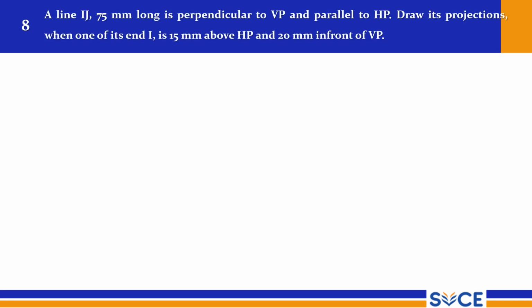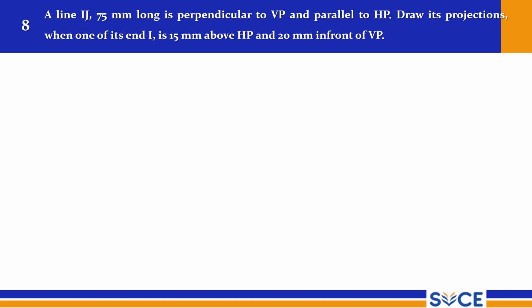The next problem is a line IJ 75 mm long, perpendicular to VP and parallel to HP. Draw its projections when one of its end I is 15 mm above HP and 20 mm in front of VP. So here this is the kind of problem. It is perpendicular to VP. When it is perpendicular to VP, the front view is a point, and parallel to HP, so true length can be observed on HP. So that is the way you should start your problem.